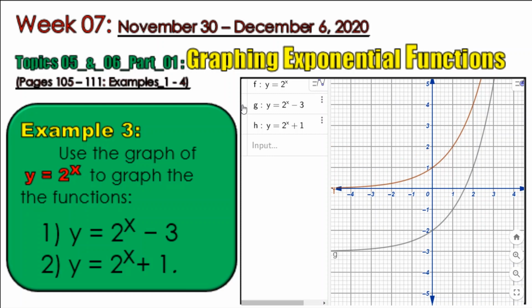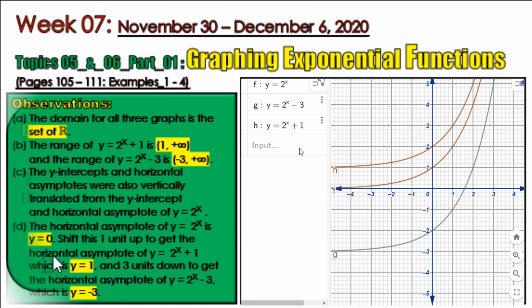Okay, so what would happen to your graph y is equal to 2 raised to x if we subtract 3 from 2 raised to x? So this would be the graph. What would happen to your graph? And what would happen to the graph of y is equal to 2 raised to x if we will be adding 1 to 2 raised to x? Okay, so for example number 3, we are just adding or subtracting a number from 2 raised to x. So let us have some of our observations.